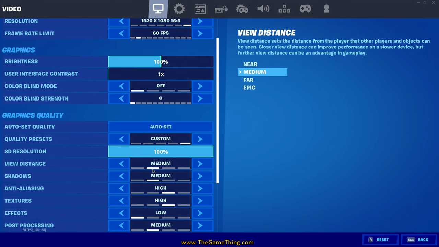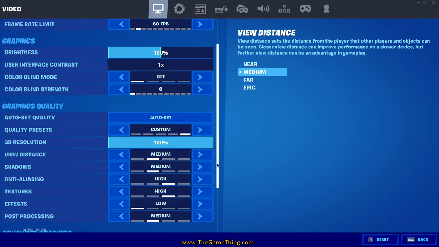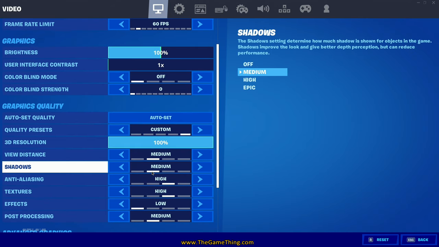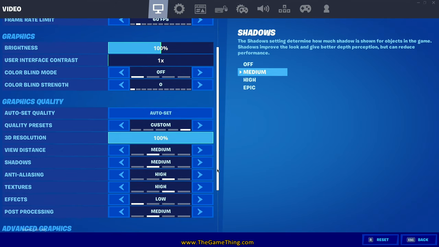Now view distance is on medium there. I'd like to push that a bit higher, but medium will do. Again, I'm looking to get the best possible looking picture that I can for this. Shadows is on medium. I personally could do with shadows being off, but I'll leave them on because some people like to have shadows on. So that's the lowest setting for shadows there.